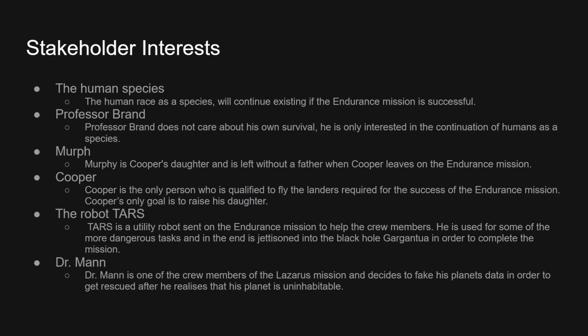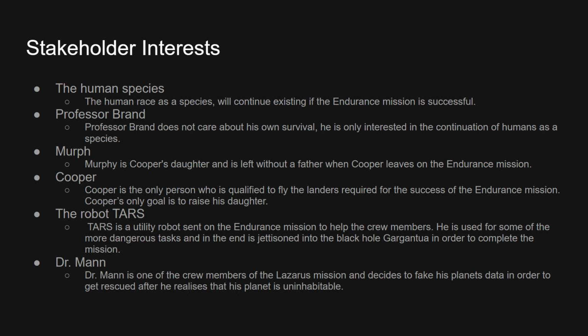So Cooper is the only person who is qualified to fly the landers required for the success of the Endurance mission, and his only goal is to raise his daughter and ensure her survival. Because of this, Professor Brand lies to Cooper about his gravity equation so that Cooper will participate in the Endurance mission. If Cooper knew everyone on Earth was doomed, whether he participated in the mission or not, he would not have gone and would have instead chosen to stay with his daughter.